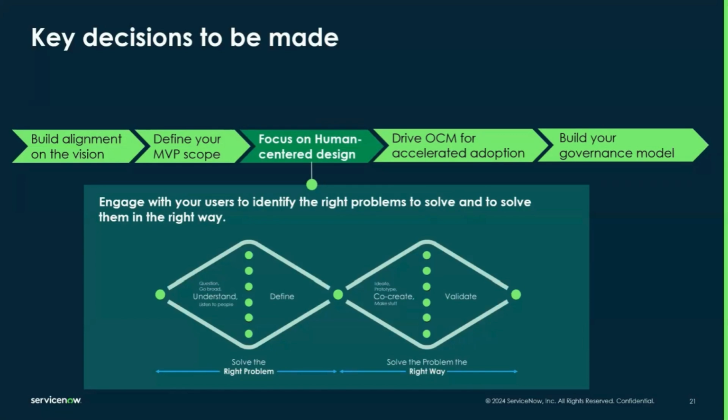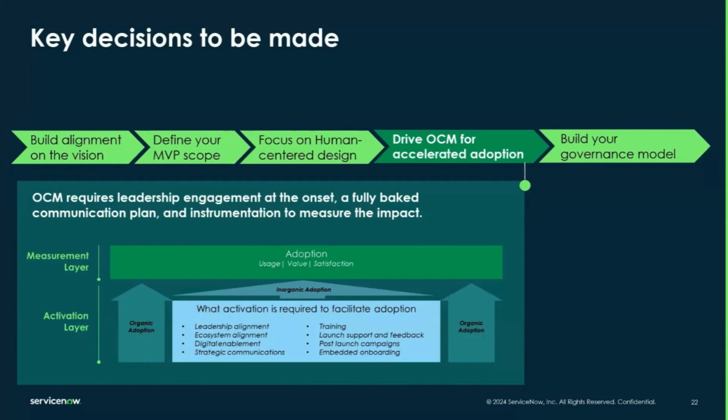All right, let's talk about organizational change management, or OCM. This is absolutely crucial for driving accelerated adoption across your organization. This slide breaks down the OCM into 2 key layers: the measurement layer and the activation layer. At the top, we've got the measurement layer. This is all about tracking adoption, things like usage, value, satisfaction. It's essential to have these metrics in place to gauge the success of your implementation. Below that, there's the activation layer. That's where the rubber meets the road. You'll see we've divided this into organic and inorganic adoption strategies.